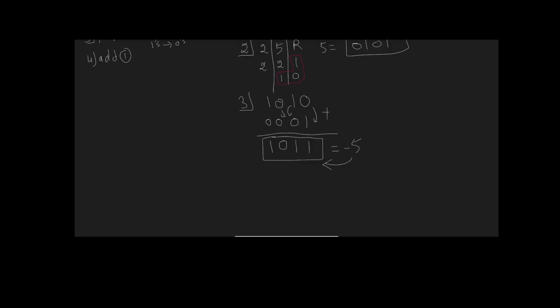Now let's verify. How can we verify our work is correct? How can we verify 1011 is equal to negative 5? Let's do it. We already learned that we have two different types of binary number system, signed and unsigned. Signed numbers could be positive or negative, and they're determined by the most significant bit, the leftmost bit. If this is 1, then the number is negative. If this is 0, then the number is positive.